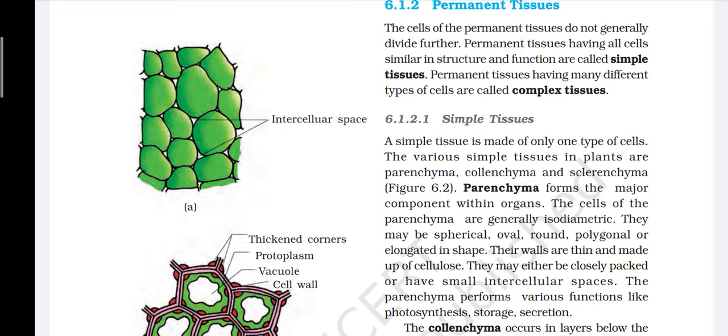Simple tissue. A simple tissue is made of only one type of cell. The various simple tissues in plants are parenchyma, collenchyma and sclerenchyma. Parenchyma forms the major component within organs. The cells of the parenchyma are generally isodiametric. They may be spherical, oval, round, polygonal or elongated in shape. Their walls are thin and made up of cellulose. They may either be closely packed or have small intercellular spaces. The parenchyma performs various functions like photosynthesis, storage and secretion.